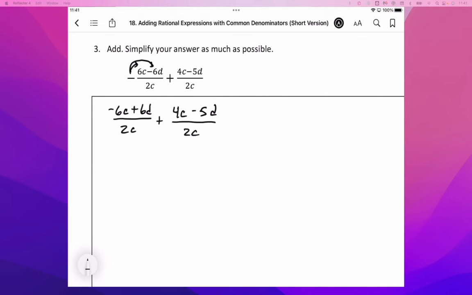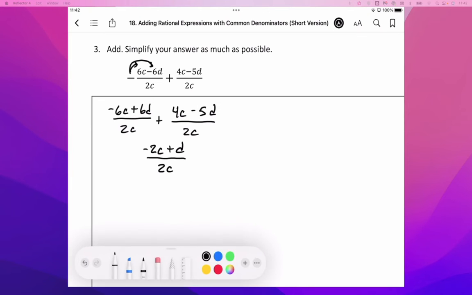And so negative 6c and 4c will make a negative 2c. Positive 6d and negative 5d will make a positive 1d. And 2c is our common denominator, so it stays our common denominator as we add those fractions. So that one's pretty simple.